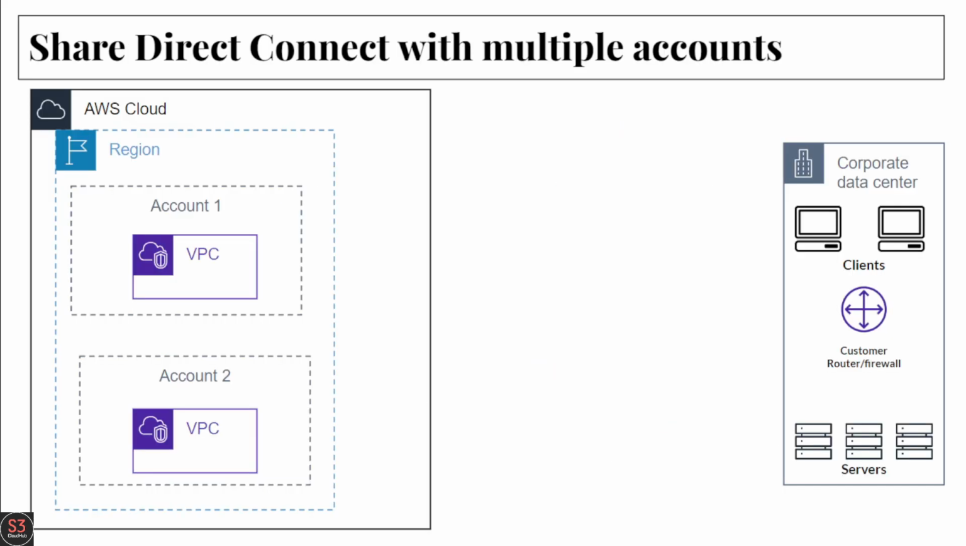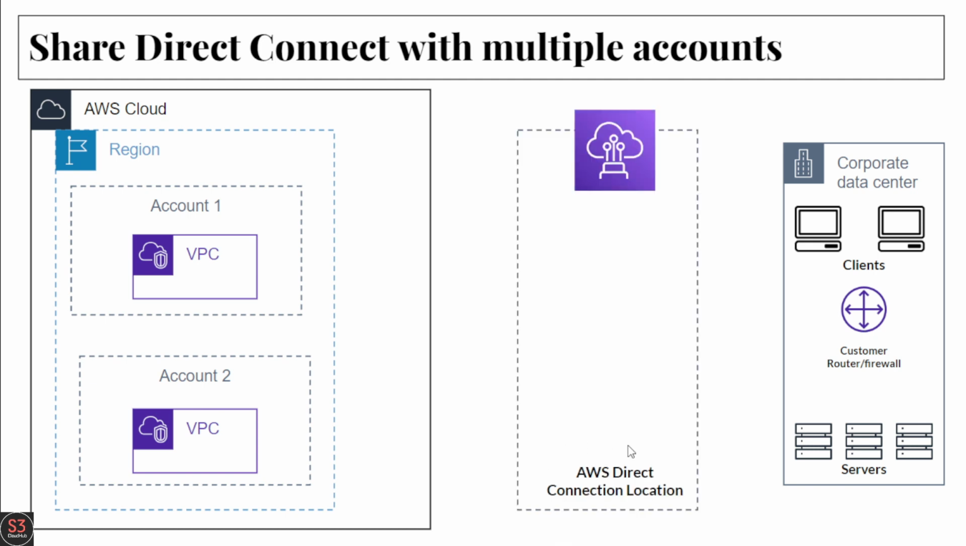So now let's see how we can share Direct Connect with multiple accounts using the transit gateway. Here we have an AWS cloud and we have a region in it. We have two different accounts, and in both the accounts we have created a VPC. This is account number 1 and this is account number 2. On the corporate data center side, we have clients, we have servers, and of course we have a customer router firewall. And now we are going to create an AWS Direct Connect location, and we are going to have an AWS Direct Connect endpoint in it.